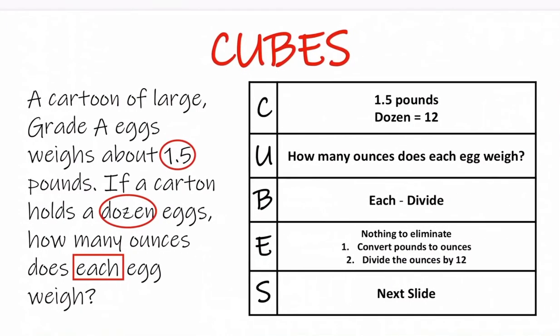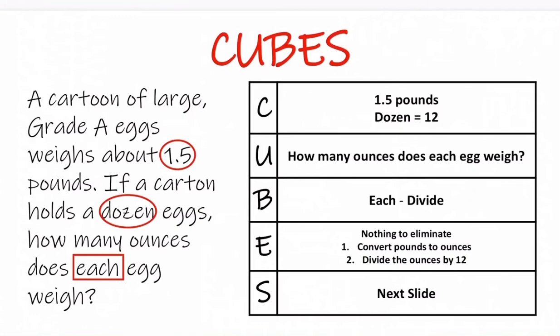So a carton of large grade A eggs weighs about 1.5 pounds. If a carton holds a dozen eggs, how many ounces does each egg weigh? Now, start with C. We circle 1.5 pounds, and we know that a dozen equals 12. The question that we're underlining is how many ounces does each egg weigh? And then we're going to box each.